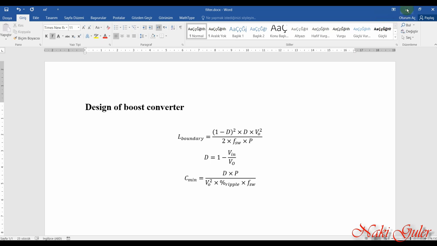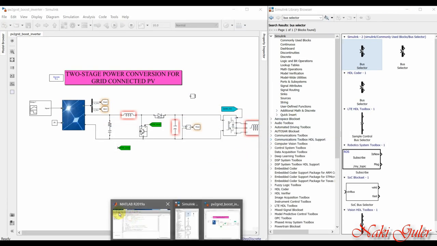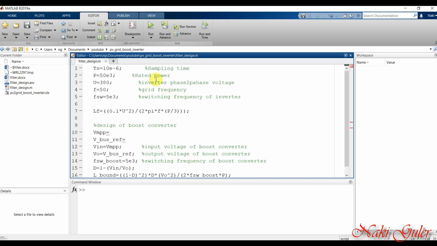Okay, now I type an mfile: TS, sampling time. If you remember, I define it in the simulation file. And our rated power is 50 kilowatt, our grid voltage is 380 volt, our grid frequency is 50 hertz, and the inverter side switching frequency is 5 kilohertz, and the equation is here.